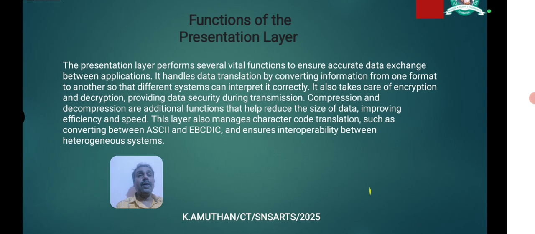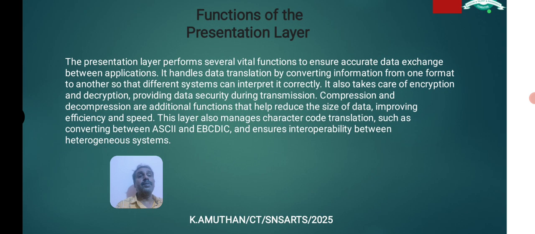The functions of the presentation layer. The presentation layer performs several vital functions. Ensure accurate data exchange between applications. It handles data translation by converting information from one format to another format, so systems can interpret it correctly. It also takes care of encryption and decryption, providing data security during the transmission. Compression and decompression are additional functions that help reduce the size of the data, improving efficiency and speed. The layer manages character translation, such as converting between ASCII and EBCDIC.